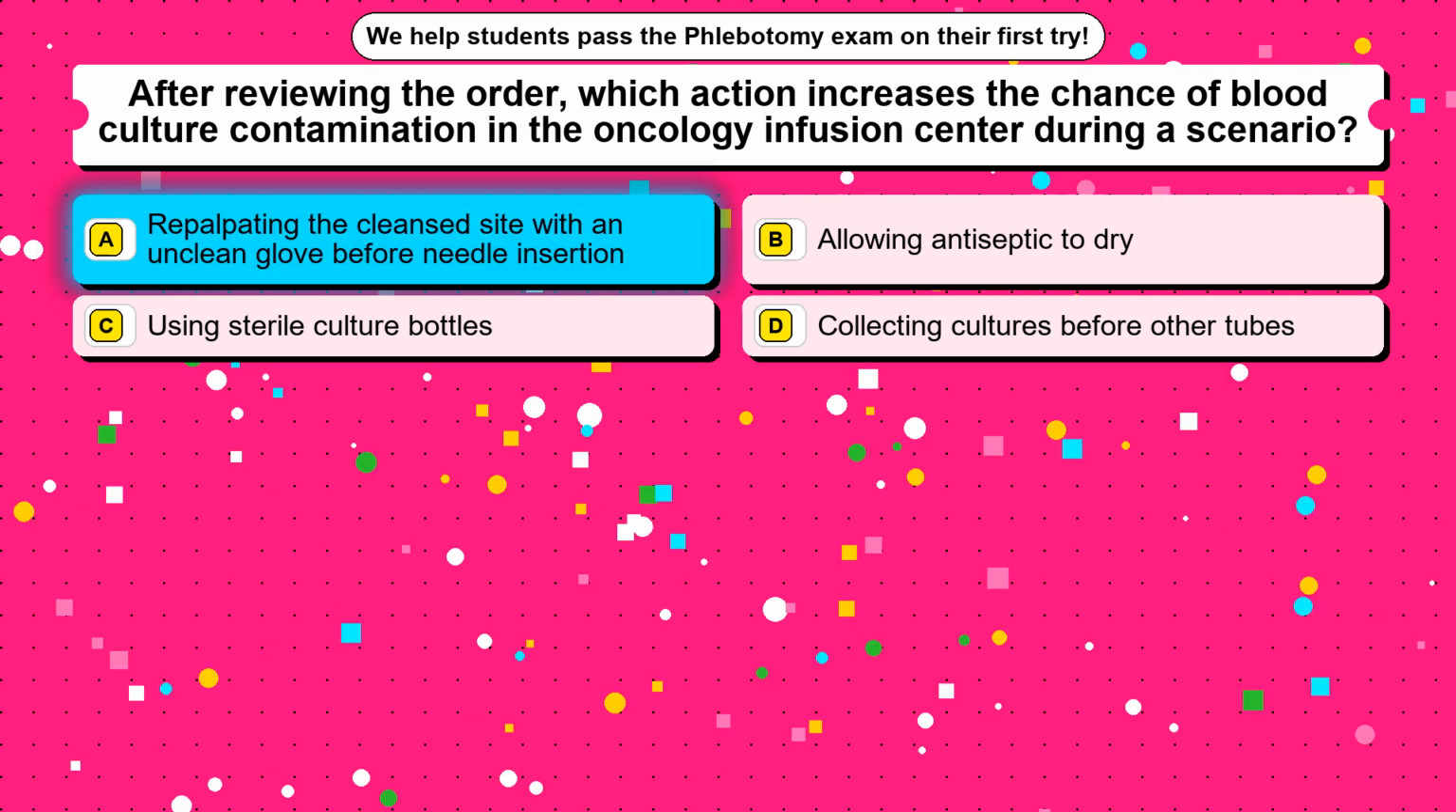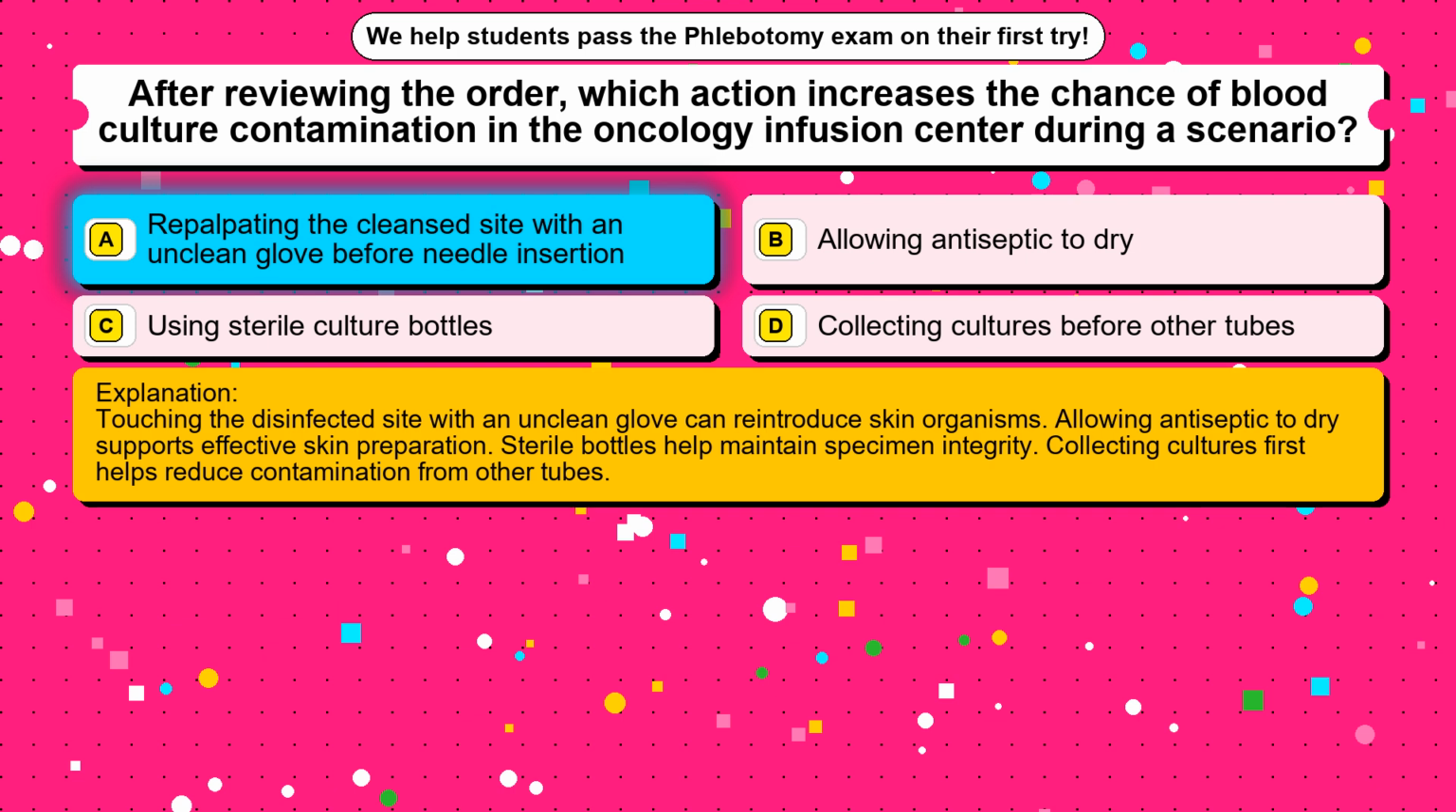The correct answer is option A. Repalpating the cleansed site with an unclean glove before needle insertion. Touching the disinfected site with an unclean glove can reintroduce skin organisms. Allowing antiseptic to dry supports effective skin preparation. Sterile bottles help maintain specimen integrity. Collecting cultures first helps reduce contamination from other tubes.